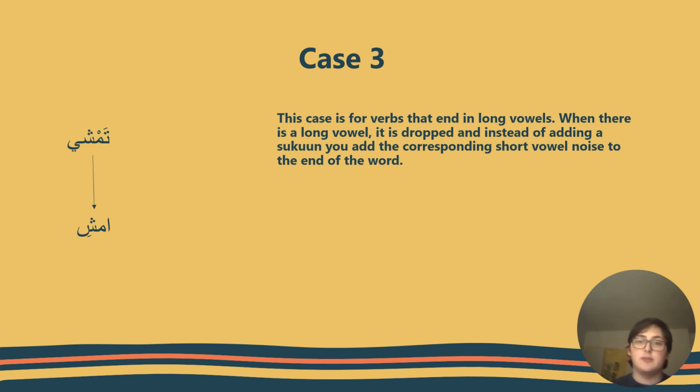Case three is when the word ends in a long vowel. You will drop the long vowel, but instead of adding the sukun, as we talked about for the first step last time, you put the corresponding short vowel. So as you can see, we have a ya at the end of tamshi, and it becomes imshi. You wouldn't add a sukun, you just add the kasra because it's a ya.